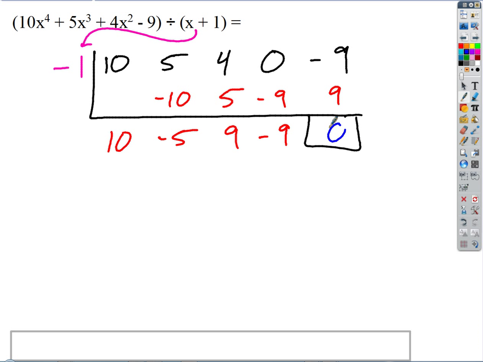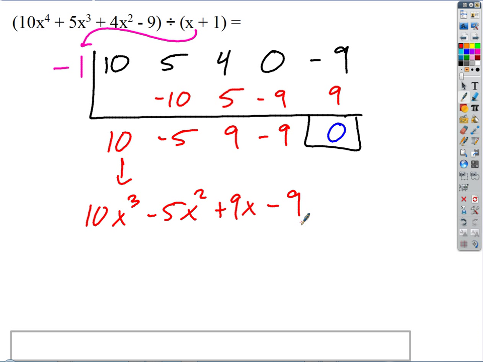Okay. So what's that mean? There's no remainder. So then our answer just looks like there's my constant, the coefficient of x, coefficient of x squared, coefficient of x cubed. So this goes up to an x cubed in our answer. So we get 10x cubed minus 5x squared plus 9x minus 9 with no remainder, right?